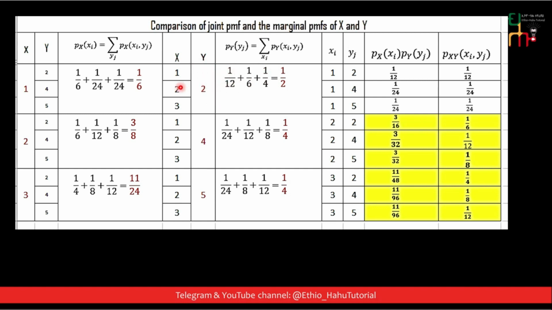mass function of y for all x 1 over 2 ነው። the marginal probability mass function of y at 4 for all x 1 over 4 ነው። the marginal probability mass function of y for all x at y is equal to 5 is 1 over 4.